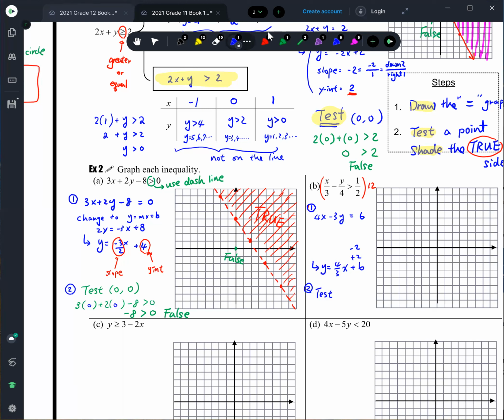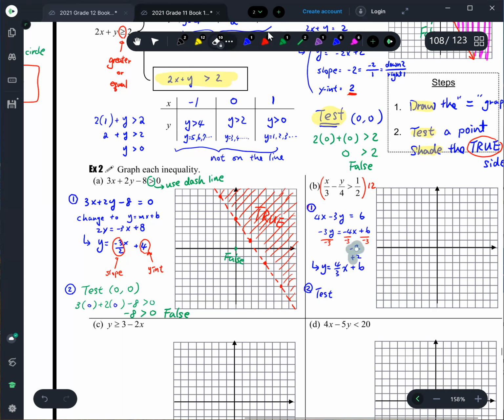We move the 4x over, okay? -3y equals -4x plus 6, right? And then we need to divide by -3. Everything divide by -3. Oh wait, Jason, I think I got -2 too. I just forgot to divide by -3. Yeah, okay, so everything, I got -2.